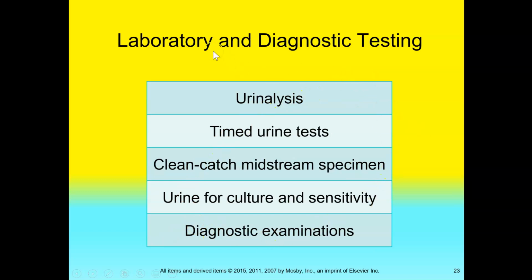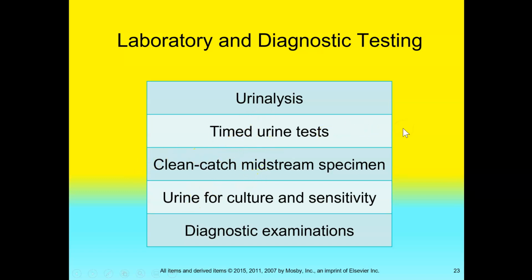So there are various different types of laboratory and diagnostic testing. You can do a plain urinalysis. A urinalysis assesses the characteristics of the urine: the color, the clarity, and if there's any bacteria or blood in there. It'll also assess protein, the pH, specific gravity, and white blood cells. That's what a plain urinalysis will assess.